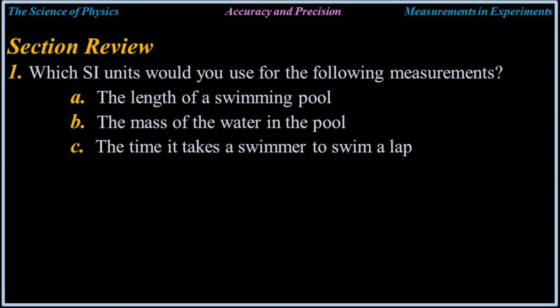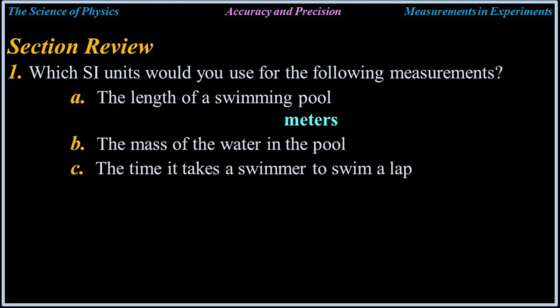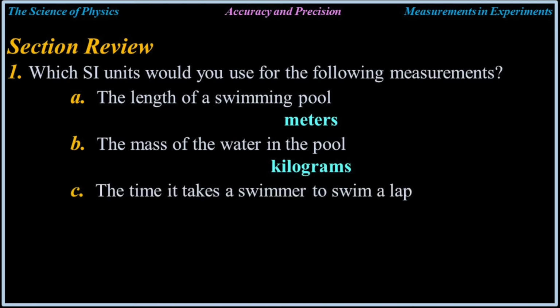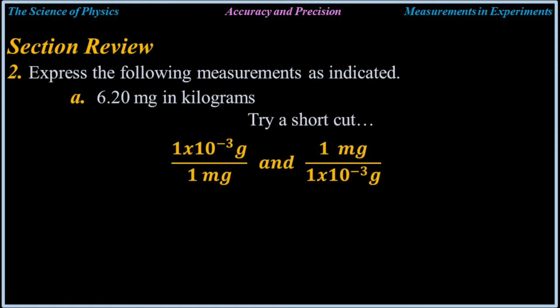Section Review. Which SI units would you use for the following measurements? A. The length of a swimming pool, the mass of the water in the pool, the time it takes a swimmer to swim a lap. So it would be meters, that's standard, that's SI, kilograms, even though in chemistry we'll use grams a lot, and seconds. And then express the following measurements as indicated.